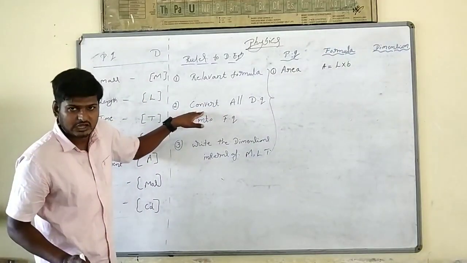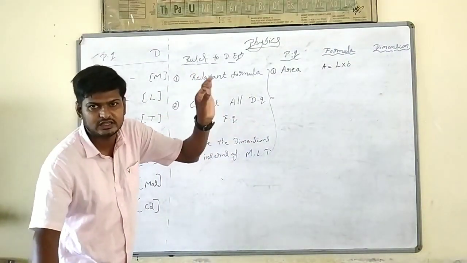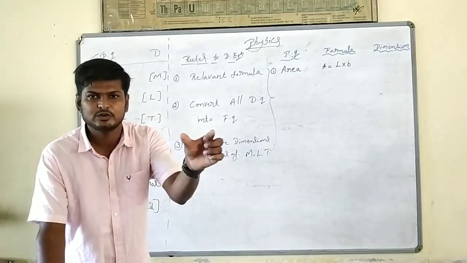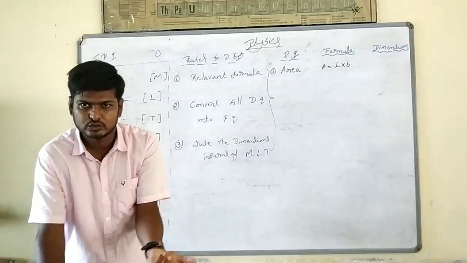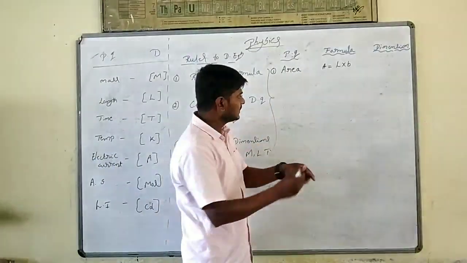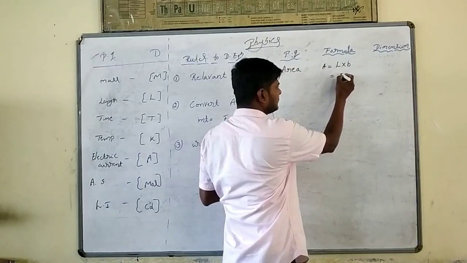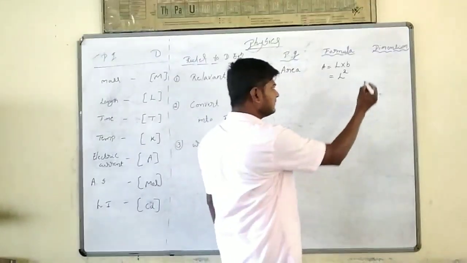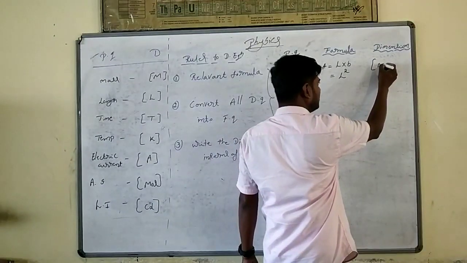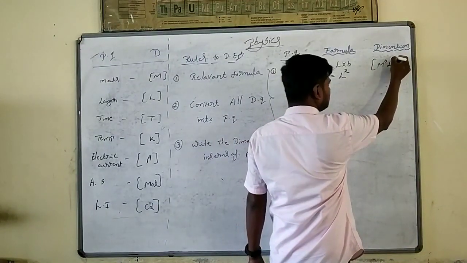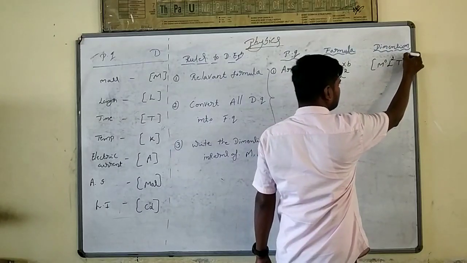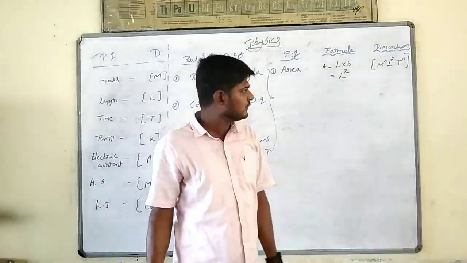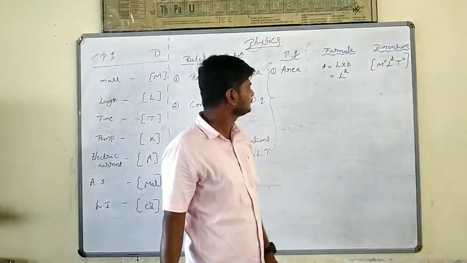No need of conversion. Both are fundamental only, because length and breadth will be the same. The distance between 2 points we call length only. Now L into L becomes L square. There is no mass term and no time term. That's why we write M power 0 L power 2 T power 0. Otherwise, we can say we only write L power 2.